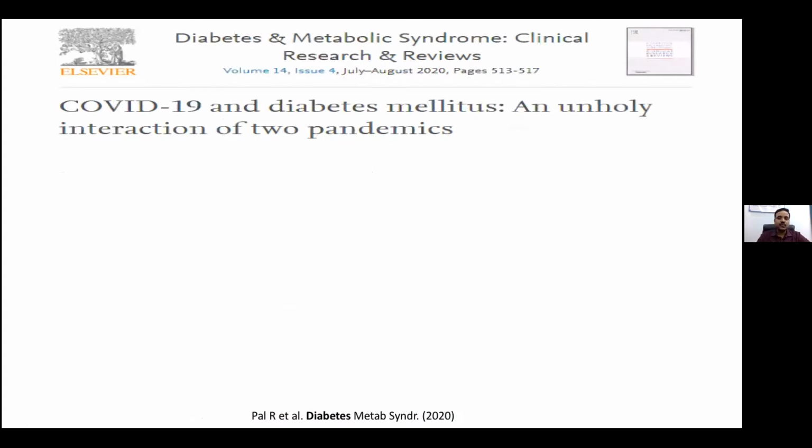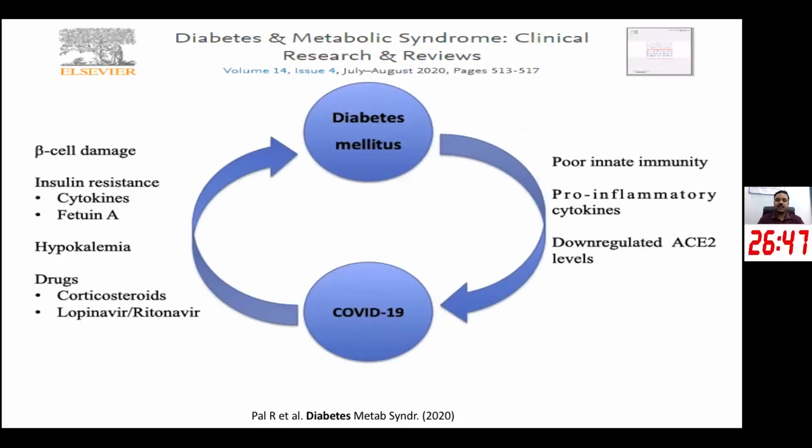This is just to highlight the bidirectional relationship between diabetes and COVID-19. We have known since the first wave in 2020 that diabetes leads to poor innate immunity, pro-inflammatory cytokines, and downregulation of the ACE2 pathways, which is detrimental in this infection. COVID-19 in turn may lead to beta cell damage, which may lead to new onset diabetes or COVID-induced diabetes. Then there are insulin resistance and cytokines, and we use drugs like corticosteroids that may hamper glycemic control and lead to steroid-associated hyperglycemia. This is how both are interrelated, and both can lead to problems.